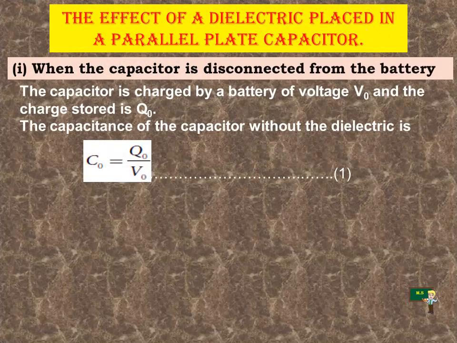Let us consider a capacitor with two parallel plates, each of cross-sectional area A, separated by a distance D, as we saw in the first question. Now the capacitor is charged by a battery of voltage V0 and the charge stored inside the capacitor is Q0. The capacitance of the capacitor without the dielectric is C0 equal to Q0 by V0. Let us consider this as equation number 1.